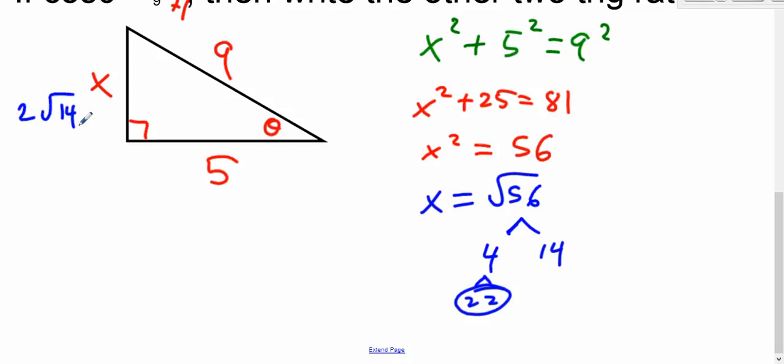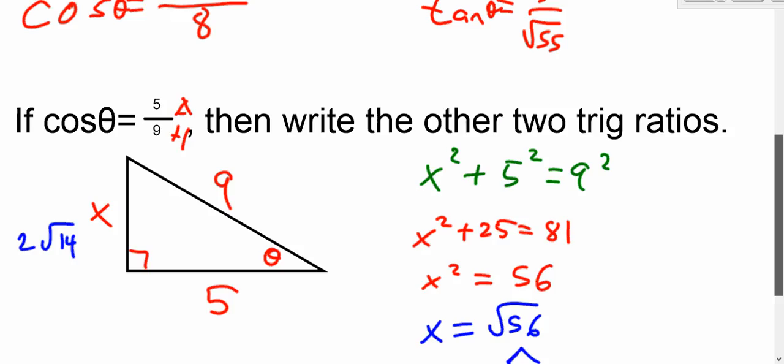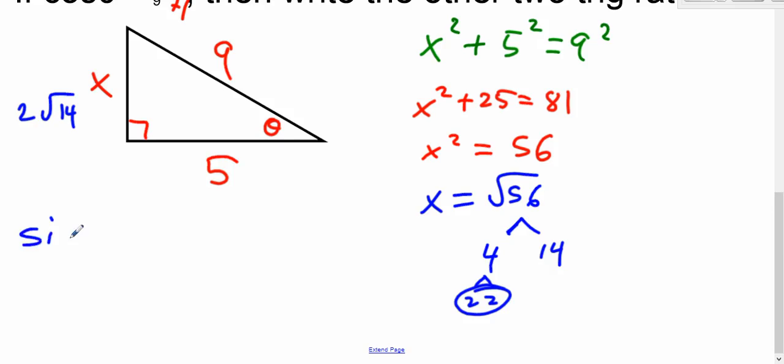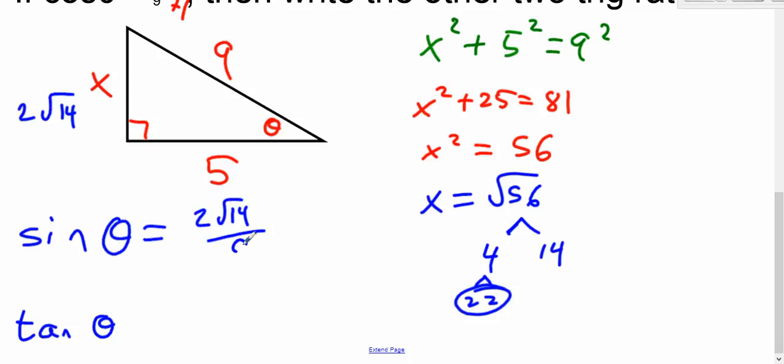So when you write the other two trig ratios, we started with a cosine, so we need to write sine and we need to write tangent, the other two. Sine is opposite over hypotenuse, and tangent is opposite over adjacent. And there's our two ratios.